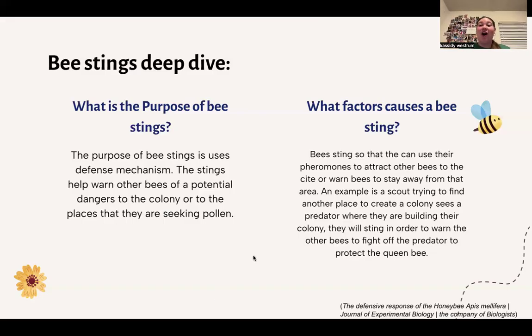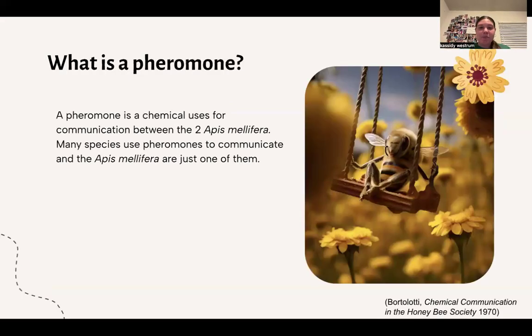So factors that cause a bee sting are so many different things. One of the biggest ones is just defense. For example, scouts try to go find other places to create a colony once a different queen takes over that specific colony. Because of that, they get into a lot of different situations where they see predators. And so they have to go and fight off the predators, and they warn other bees whether to go to that site and help fight off or whether to just stay and protect the queen bee in that colony.